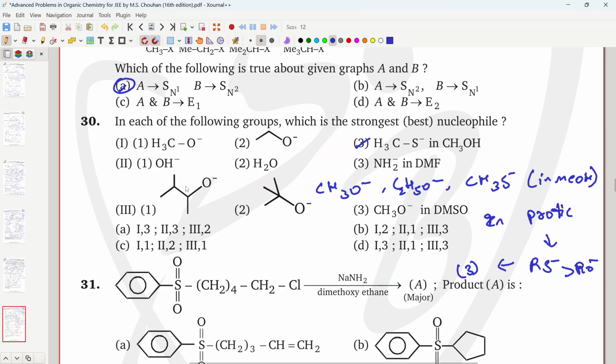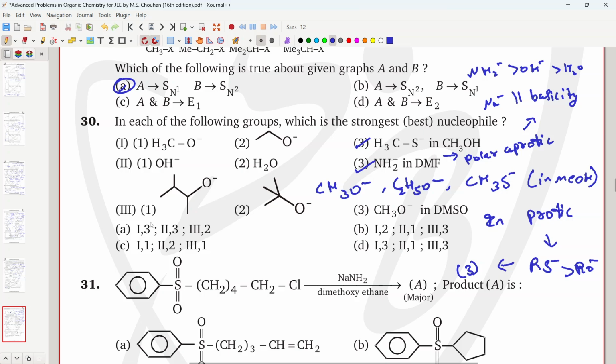In 2, we have to compare OH minus, H2O, and NH2 minus in DMF. DMF is polar aprotic, meaning nucleophilicity parallels basicity. So NH2 minus is greater than OH minus, which is greater than H2O. The strongest is once again 3.